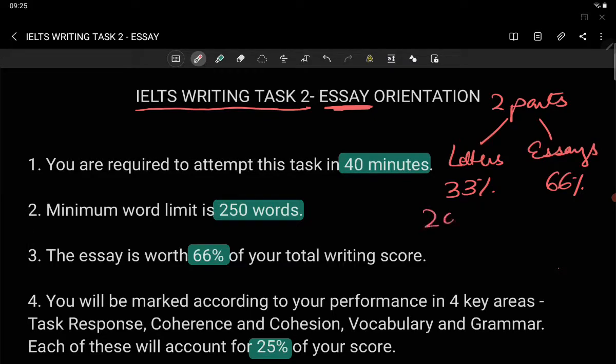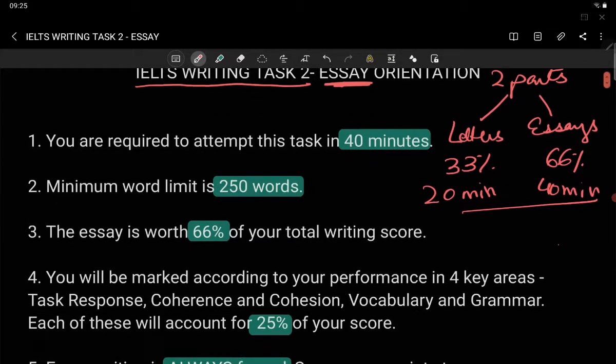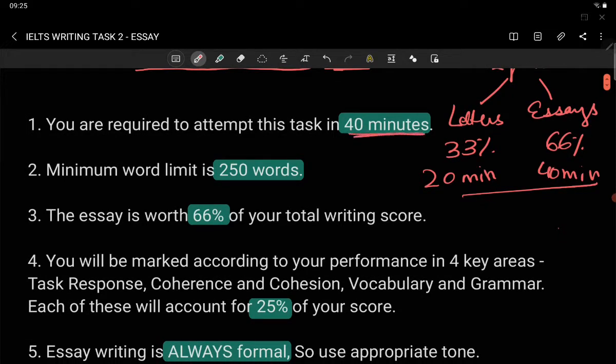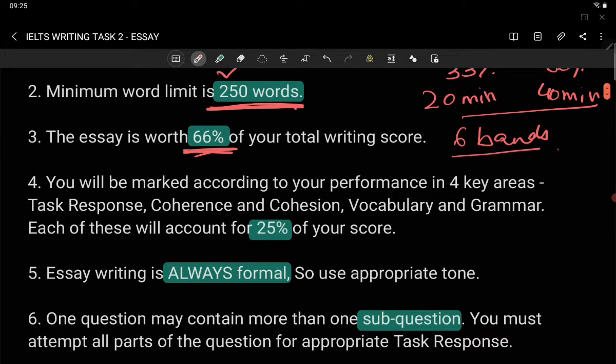Similarly, with timings, this is to be done in 20 minutes and this is to be done in 40 minutes. All right, I will explain it. You are required to attempt your essay in 40 minutes and the minimum word limit is 250 words. So you must not fall below the 250 word mark or your marks will be automatically deducted. Your essay is worth 66% of your writing score, which comes out to be 6 bands. 3 bands are for your letters, 6 bands are for your essay, and total 9 for writing.